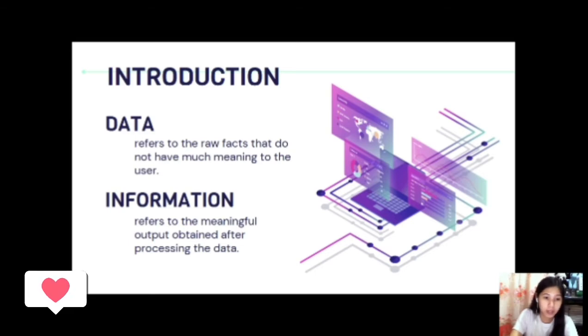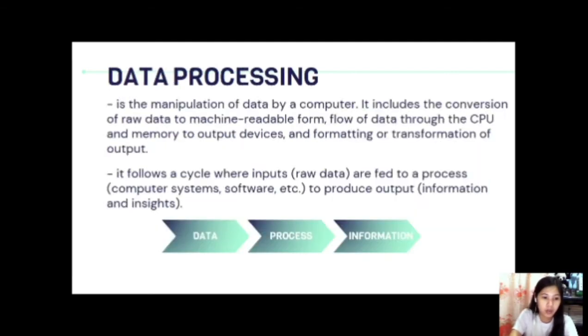This data undergoes certain steps or a cycle in order to obtain information. So what is information? Information refers to the meaningful output obtained after processing the data. These are the results, for example, the ones being displayed on a monitor. Data processing is the manipulation of data by a computer. It includes the conversion of raw data to machine-readable form, flow of data through the CPU and memory to output devices, and formatting or transformation of output.